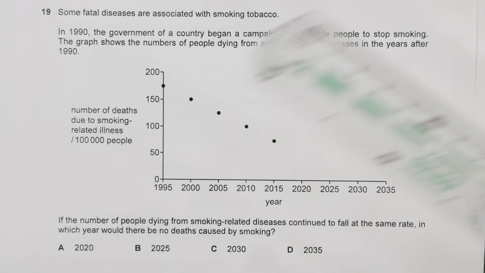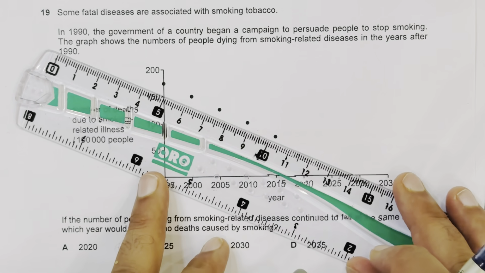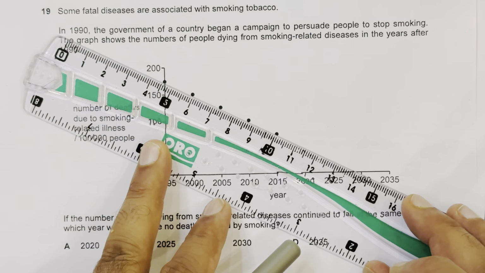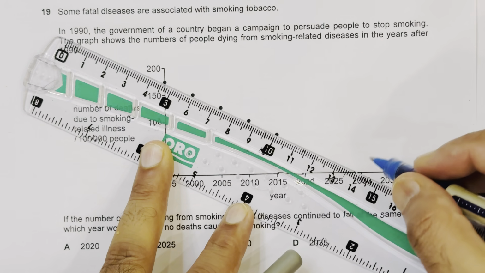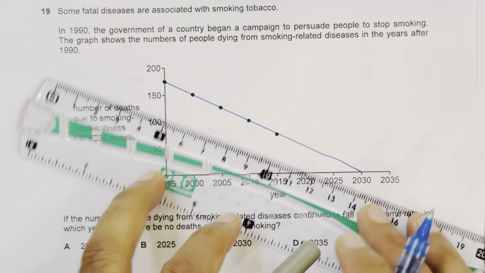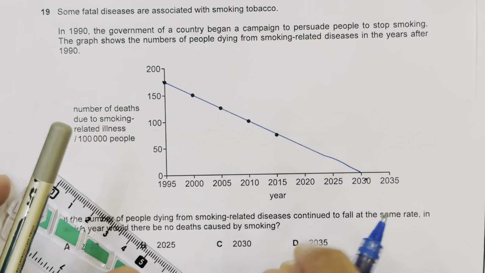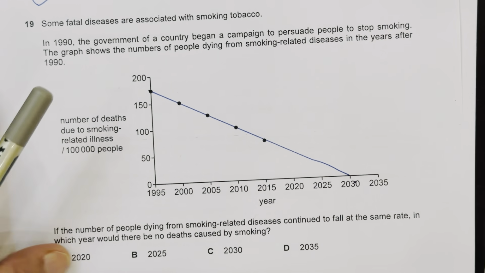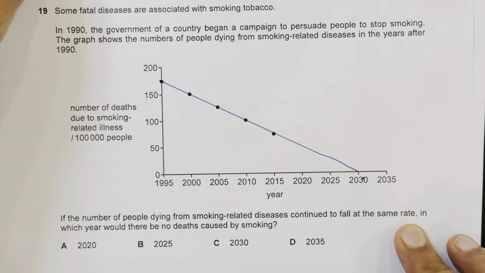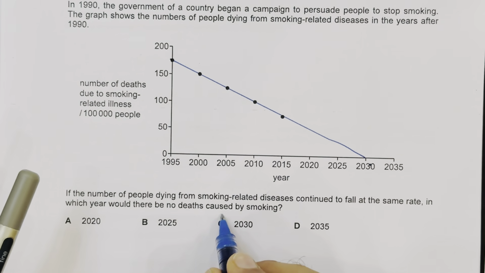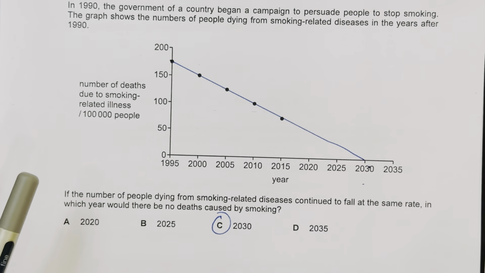So we're gonna join these, because this graph is showing the linear graph. So we can see from the graph that in 2030 there will be no killing due to the smoking if this rate continue like that. So option number C is the right choice.